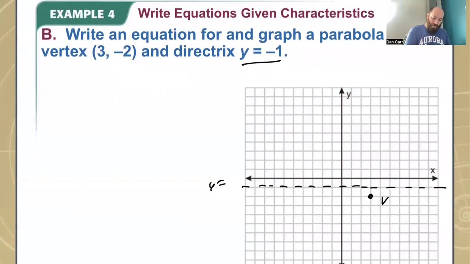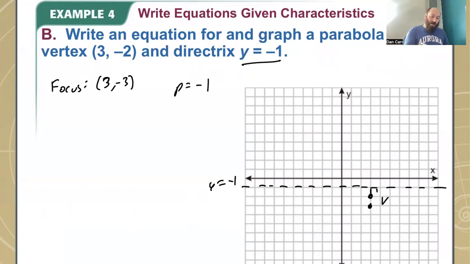Based on what I see here, I know it's going to be a vertical one, because the distance from the directrix to the vertex is the same as the distance from the focus to the vertex. So it's going to open down. If I know that this is a space of 1 here, I'm going to go 1 more for the focus. So the focus point is going to be at (3, -3). The biggest thing I want from that though is the fact that p is equal to negative 1.